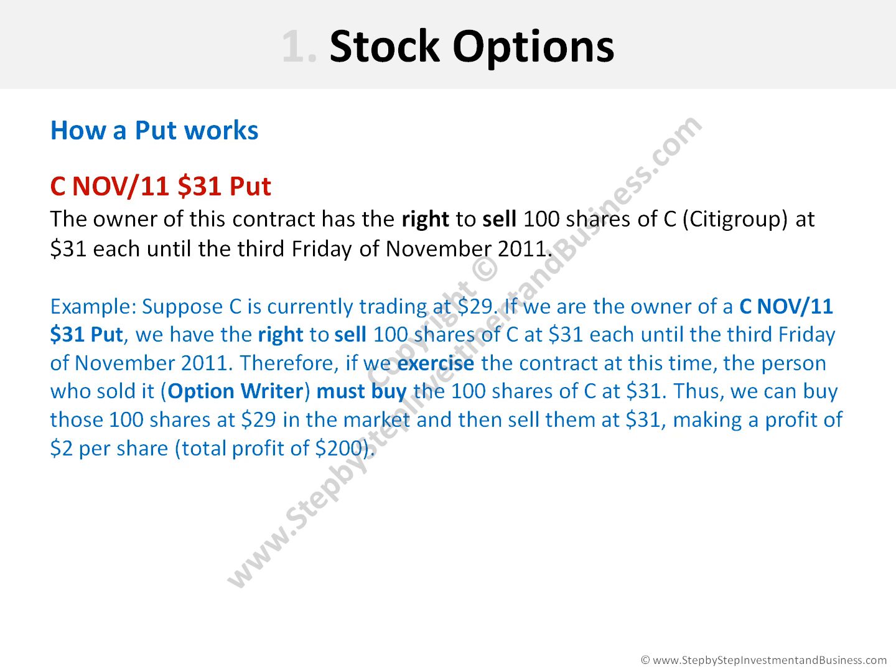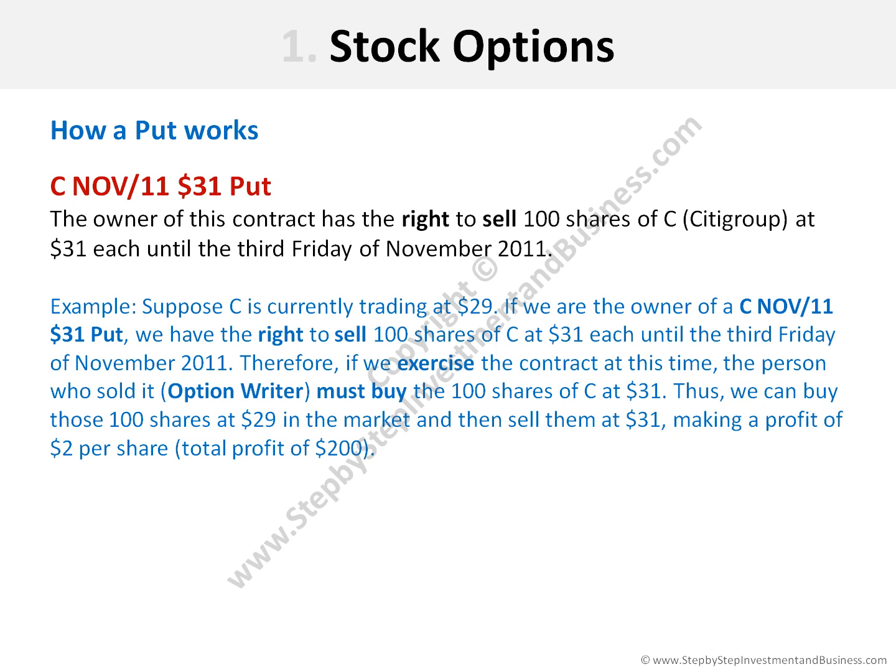Example: suppose Citigroup is currently trading at $29. If we are the owner of a Citigroup November 2011 strike price $31 put, we have the right to sell 100 shares of Citigroup at $31 each until the third Friday of November 2011.